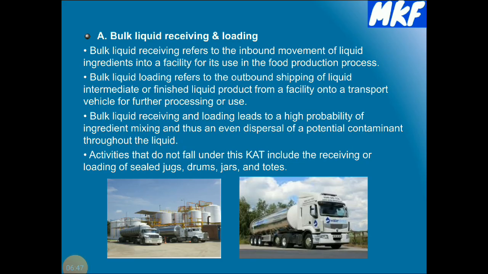Key activity group 1: bulk liquid receiving and loading. Bulk liquid receiving refers to the inbound movement of liquid ingredients into a facility for use in the food production process. Bulk liquid loading refers to the outbound shipping of liquid intermediate or finished product from the facility onto a transport vehicle for further process use. So for the group 1 key activity, bulk liquid receiving and loading, receiving is inbound and loading is outbound for further processing.